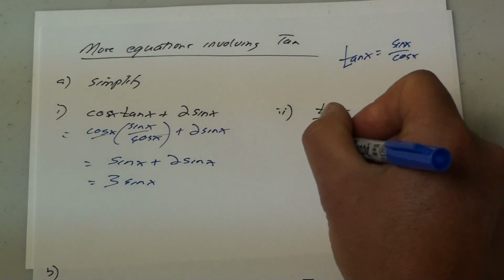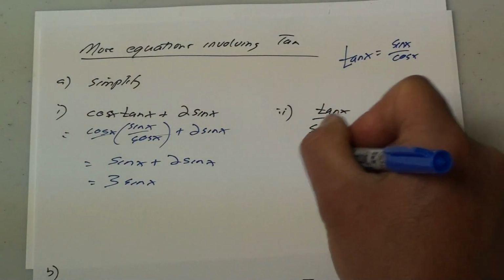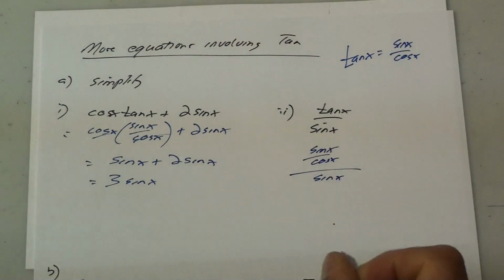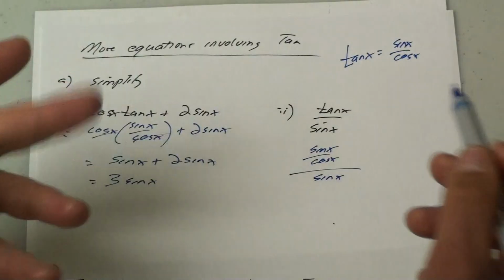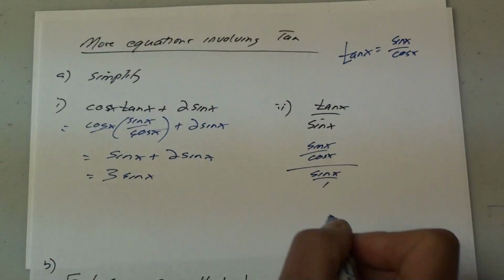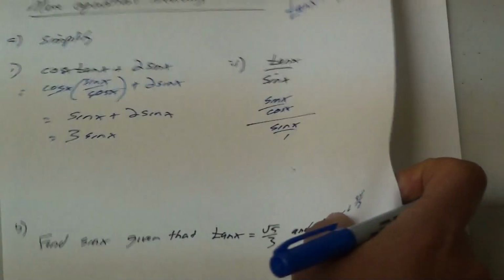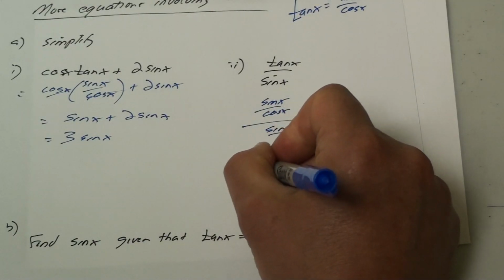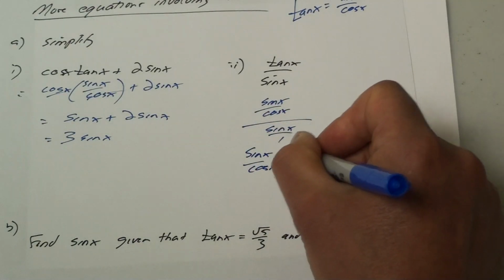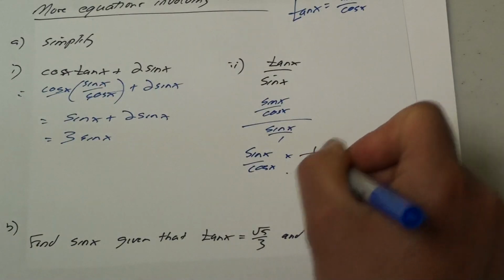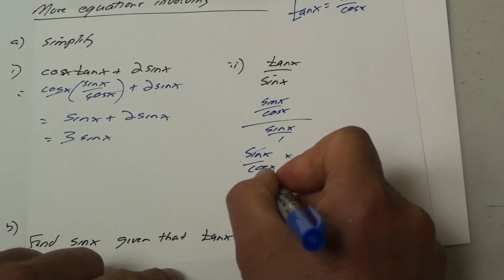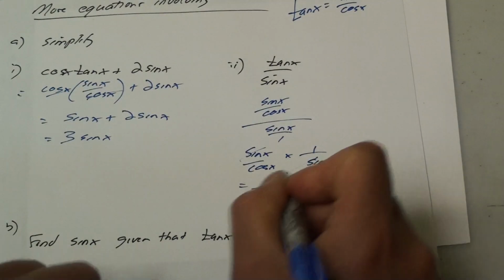Again, I have a tan and a sine x. I don't like the tan. I'm going to replace the tan with sine x over cos x divided by sine x. Now, I have a fraction divided by something. I might as well turn it into another fraction. I have a fraction divided by a fraction. Then I can flip and multiply. And when I multiply, sine x divided by sine x is going to cancel. Now I'll be simply left with 1 over cos x.